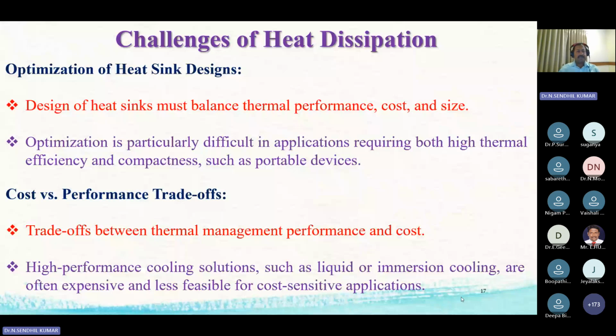And the last challenge is cost versus performance. Cost versus performance means we have to think about the cost. You cannot increase the cost at the same time, because normally electronic components cost very less when compared to mechanical or civil components. So if you want more, it will also add thermal management cost. Also we have to see the trade-off between the thermal management performance and the cost. Sometimes high performance cooling such as liquid or immersion cooling is often expensive, but we get a high heat transfer coefficient in that only.